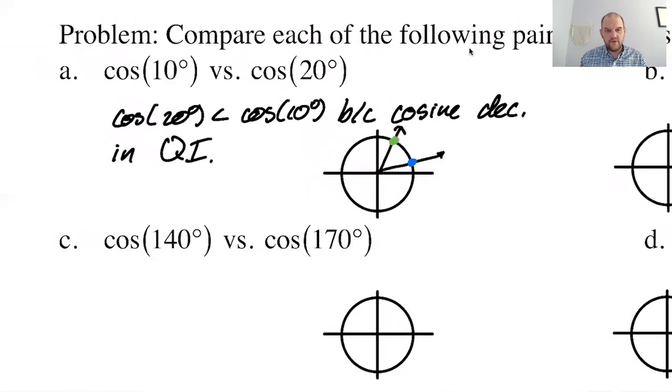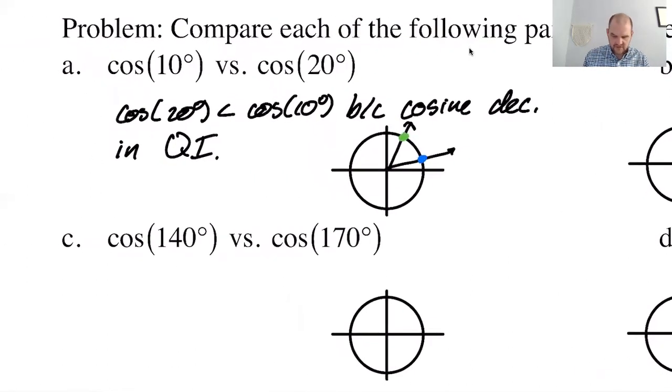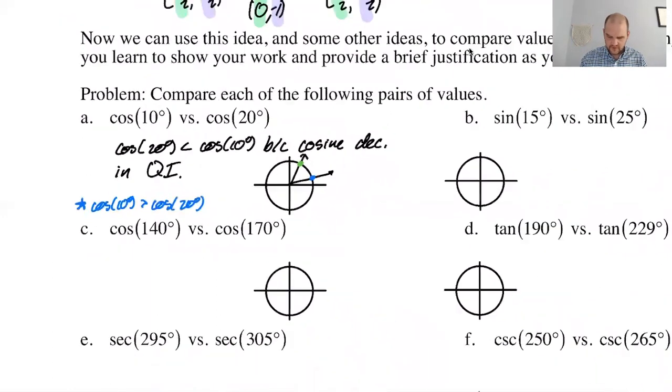Also, I don't know why I wrote it as cosine of 20 is smaller than cosine of 10. Generally speaking, you would prefer to use greater than. So I think a better answer would be to say cosine of 10 is bigger than cosine of 20. I'm aware that these are the same thing, but you really do have a preference in life for saying is greater than. So cosine of 10 is greater than the cosine of 20 because cosine decreases in quadrant 1. That's probably what I would have gone with if I thought it through a little more.